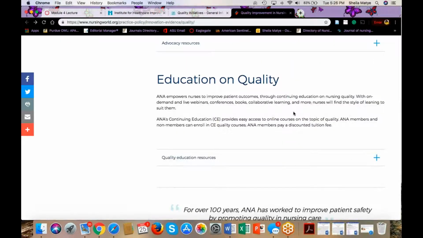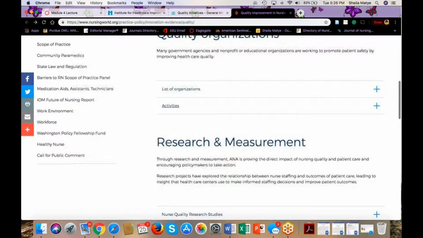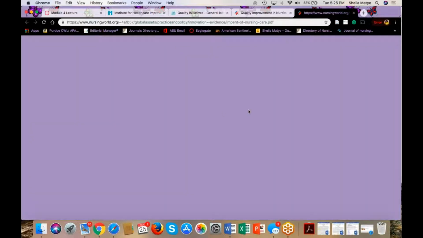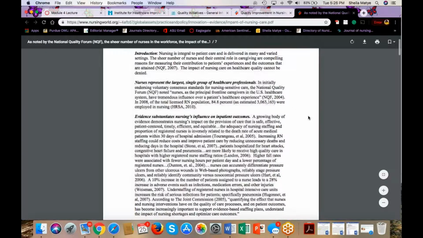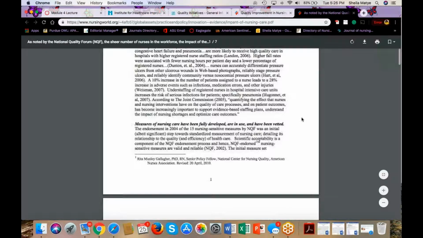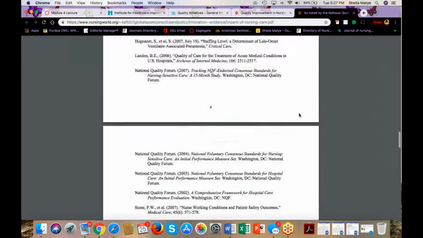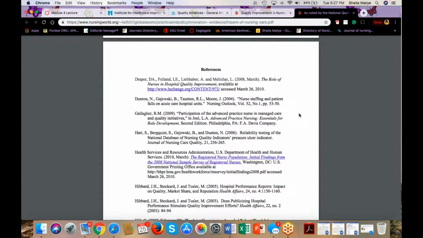Related resources, let's look at that. I don't know why it always takes me down to the bottom. Research toolkit, that's always fun to look at. And then the impact of nursing care on quality, it takes you to a different white paper. It gives you some different things here. Let's see if there are resources at the bottom. Look at all these resources. Okay, that's going to help you.